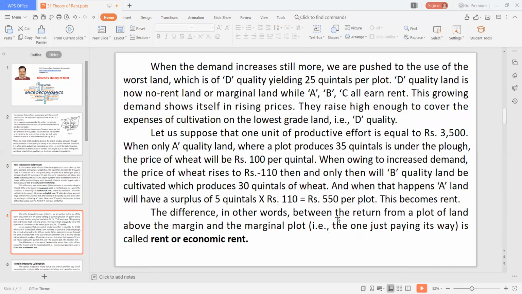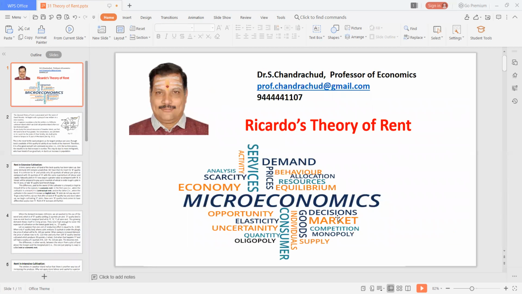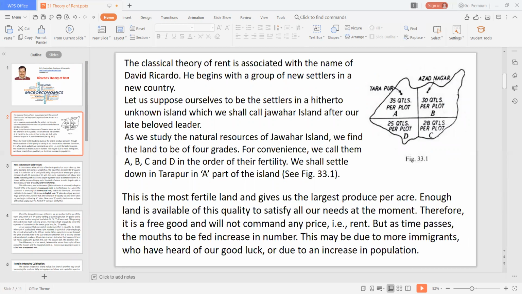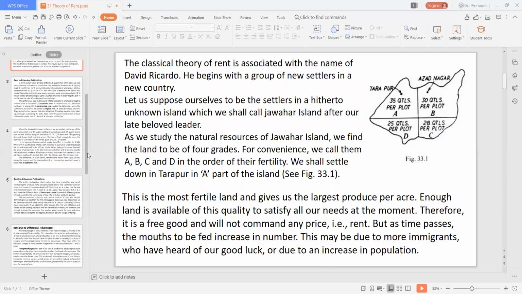So let me sum up again. First, there are four different theories: rent theory, wage theory, interest theory, and profit theory. Today we are seeing the rent theory. This theory was given by David Ricardo. He took an island and divided it into four, A, B, C, D, based on fertility. High fertility land will be used first, and then it will migrate to the next grade of land. Based on that, economic rent will be received. That economic rent may be either contractual rent or implicit rent. And one more concept of rent is called scarcity rent.